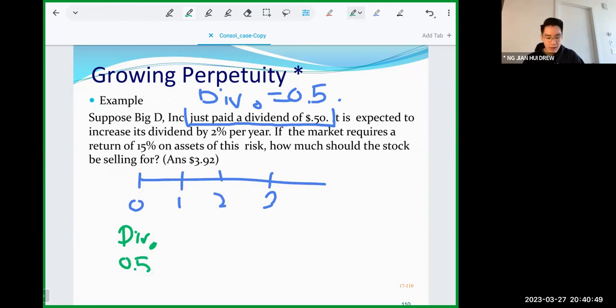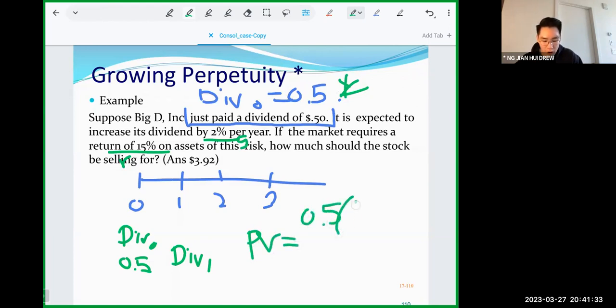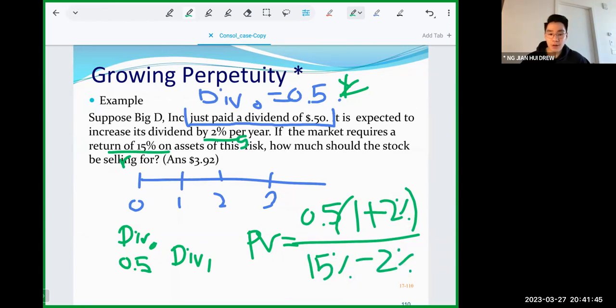Remember, in order to use the growing perpetuity formula, we always need to consider 1 period from now, which is, in this case, div1. They say that the increase in dividends is 2%. So this is G, right? The market requires 15%. This is your R. And how much is the stock being sold for? We know that we can use the growing perpetuity formula, but pay attention that div0 is given here. So we take the cash flow 1 year from today, meaning present value equals 0.5 times 1 plus 2%, divided by 15% minus 2%. So I'm using the growing perpetuity formula here.